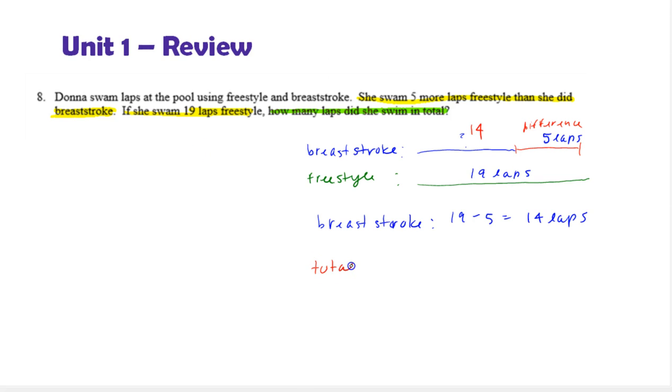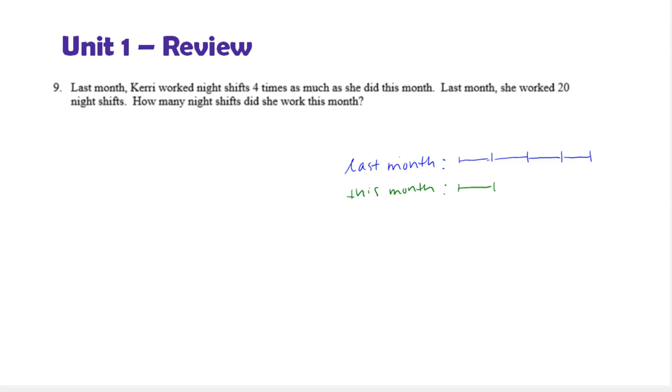And then how much did she swim in total? Well, the total would be adding the, we'll just put B-stroke for breaststroke laps and FS for freestyle. Okay. Well, that would be 14 laps plus 19 laps, which gives us a total of 33 laps she swam in total. Let's look at the next one.